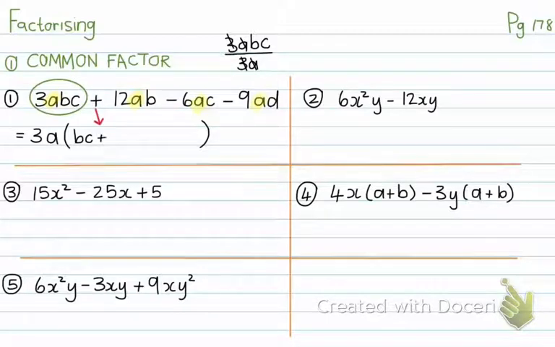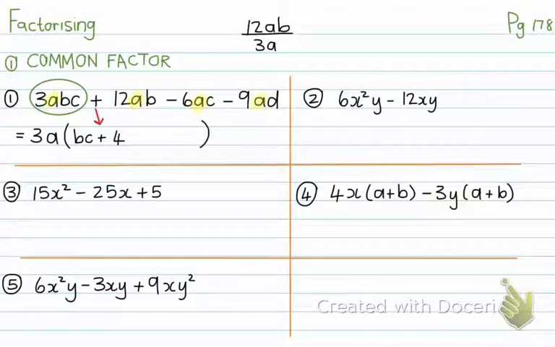Now I take the second term. The second term is 12ab. So I write it somewhere and I divide it by the common factor that I took out, which is 3a. Now we know that 12 divided by 3 is going to give me 4. Okay, so we're done with that. The a's will cancel out and there is a b that is left. Okay, I keep the sign there, which is a negative.